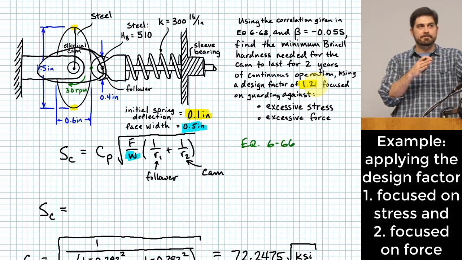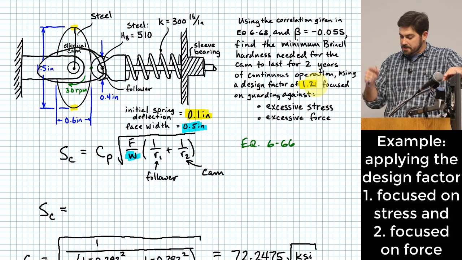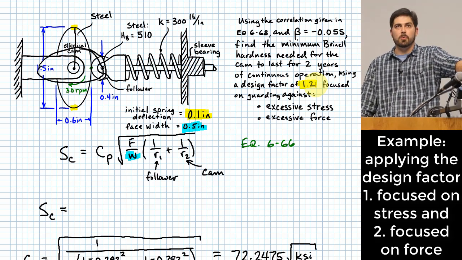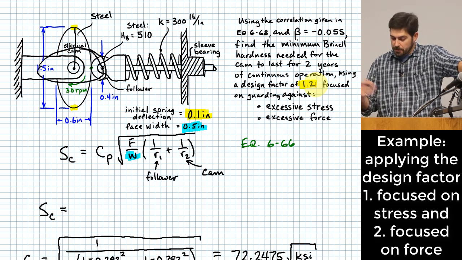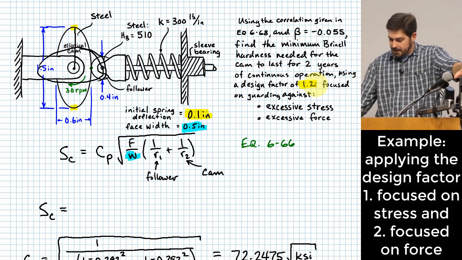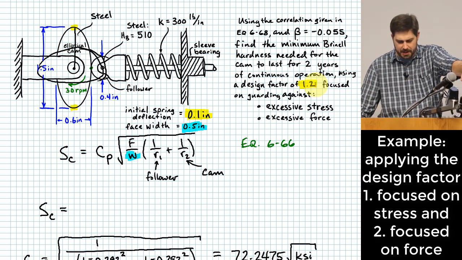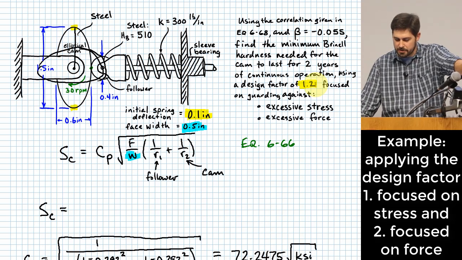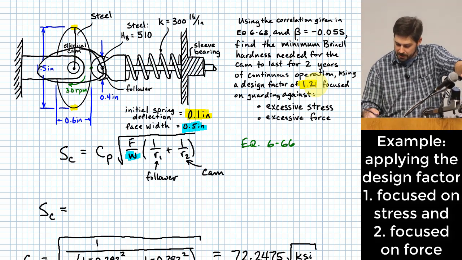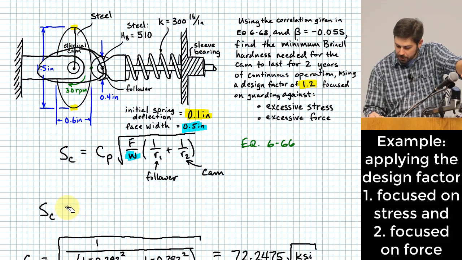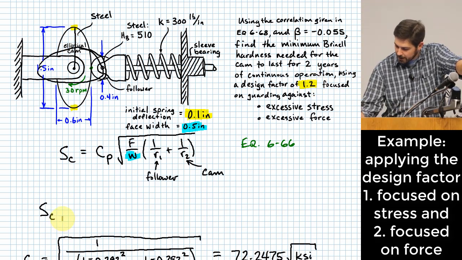Whereas you have to apply it differently if you want the ratio of strength to stress. You're applying it against excessive stress rather than excessive force. So we have two different ways to apply that factor of safety. It is discussed at the bottom of page 337. Basically it comes down to whether or not you take the square root of the factor of safety. First I'm going to show you the one guarding against excessive stress.